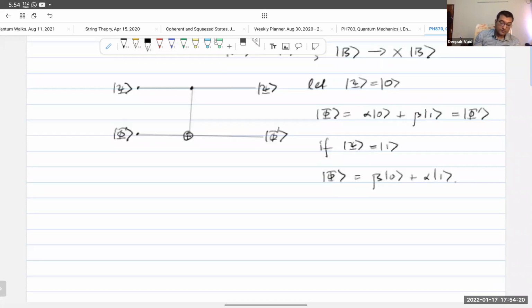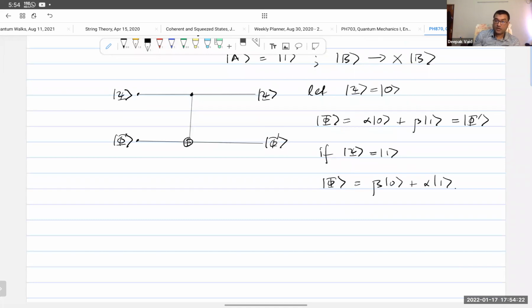Now, I hope that you understand why this is called the control NOT. This is the control qubit, the first one, and the second one is the target qubit. So the target qubit switches state, undergoes a NOT operation, only if the control qubit is on, so to speak. It's in the 1 state.